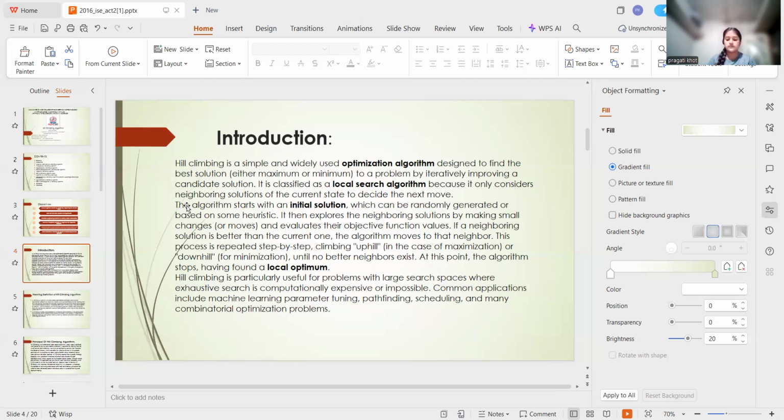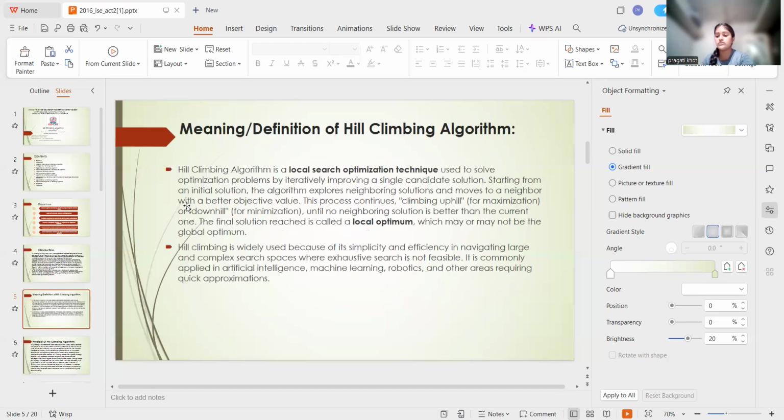This is the introduction. Now the definition of the algorithm. It is a local search optimization technique used to solve optimization problems by iteratively improving a single candidate solution. It means hill climbing is a heuristic search algorithm in artificial intelligence that starts with an initial solution and iteratively moves to other neighboring solutions with better values, aiming to reach the optimal solution.